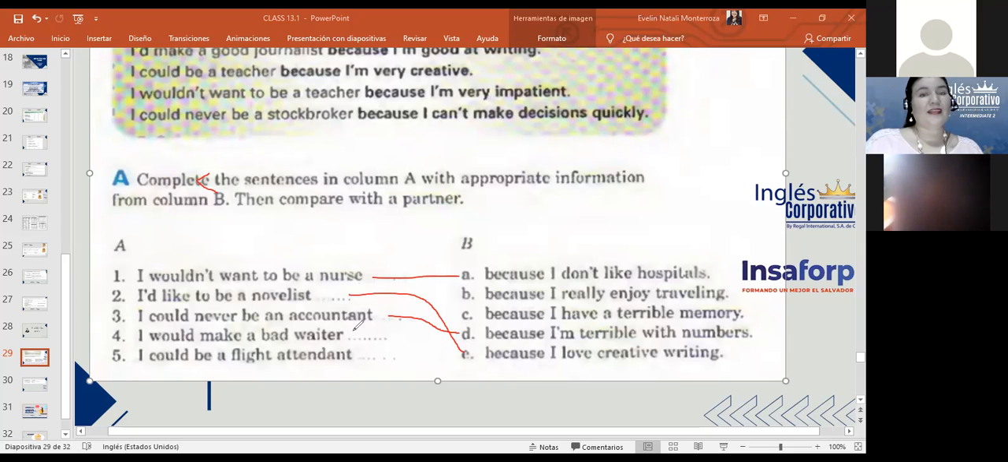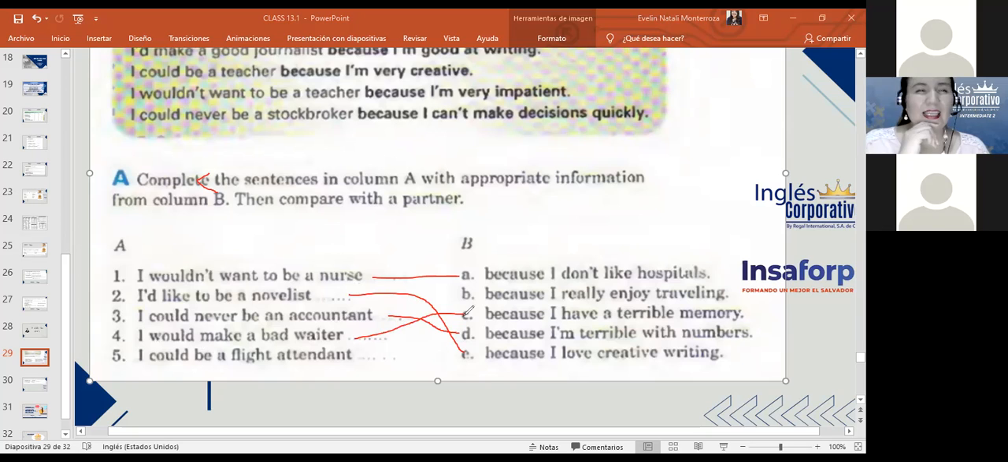And I will make a bad waiter because I have a terrible memory. It's like, what did they order me? Imagine. I could be a flight attendant because I really enjoy traveling. That is a very good thing, right? I could never be a musician because I don't have coordination with my brain and my hands. I am bad at playing instruments.